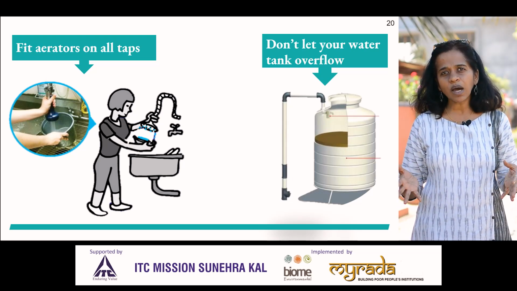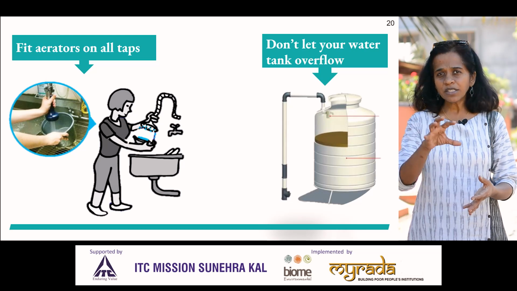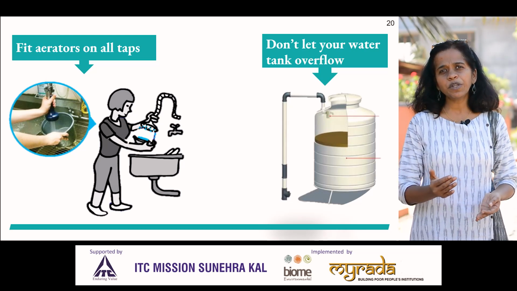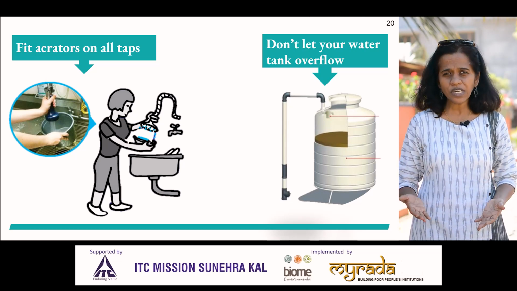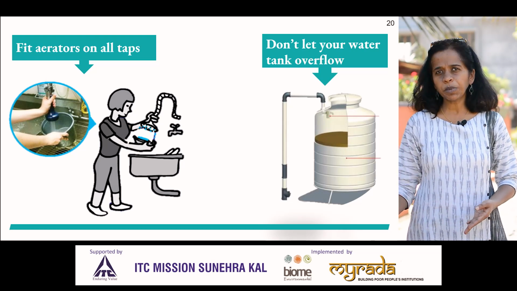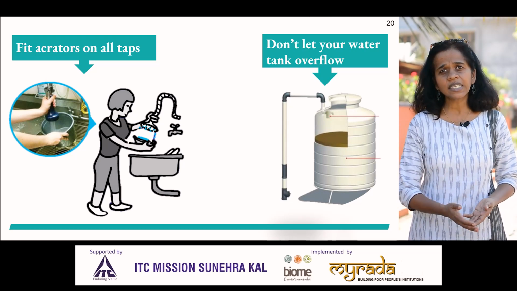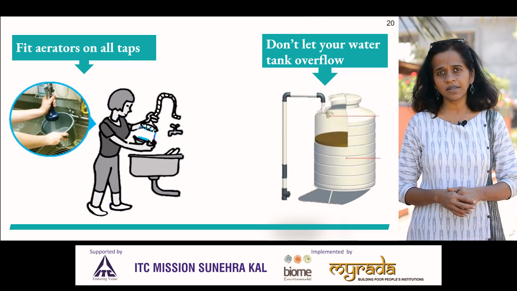The water that flows out from a normal tap, by installing an aerator, less than 50% of that flow can be consumed. So for instance, if you have a 15 litre per minute tap, you could bring it down to 6 litres per minute or even lesser.